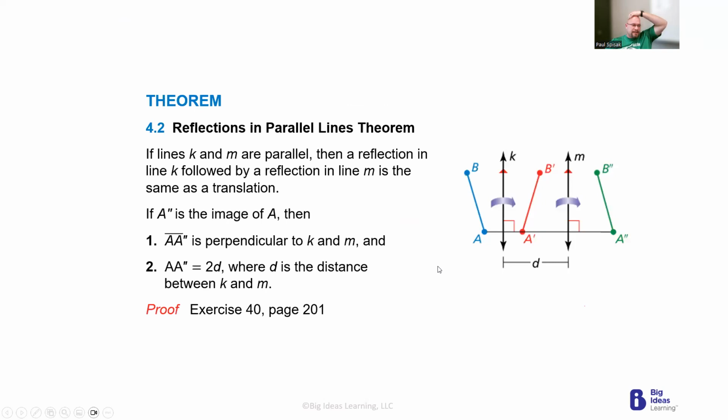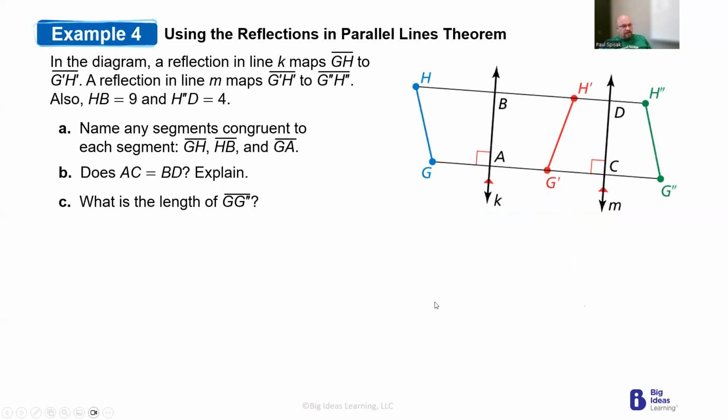Our first theorem for this section: the Reflections in Parallel Lines Theorem. If lines K and M are parallel, then a reflection in line K followed by a reflection in line M is the same as a translation. If A prime is the image of A, then the segment AA double prime is perpendicular to K and M, and the length of AA double prime is equal to 2 times d, where d is the distance between K and M. Lots of stuff going on there.